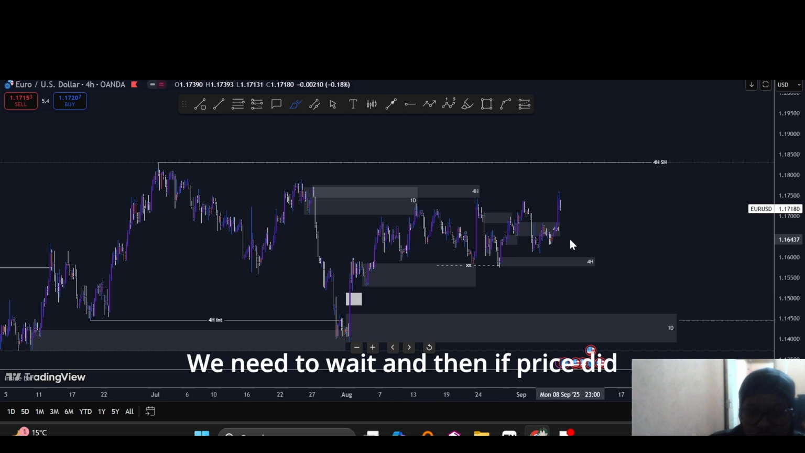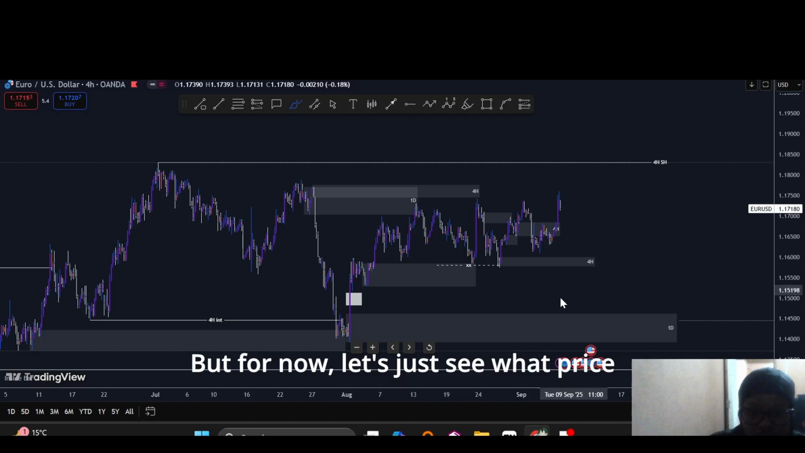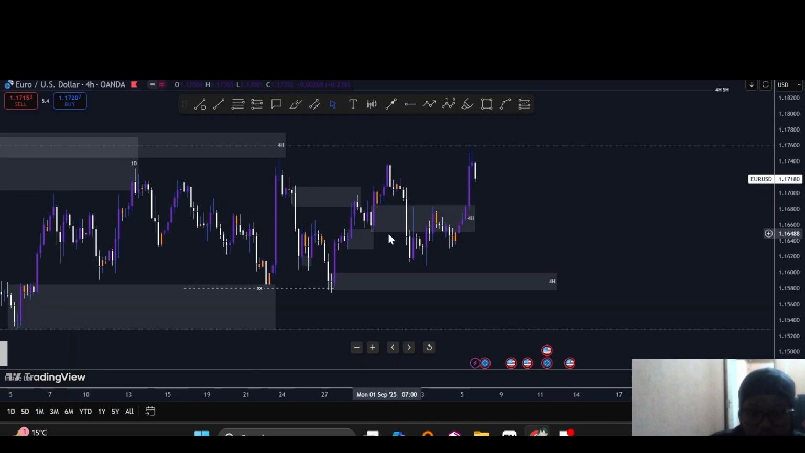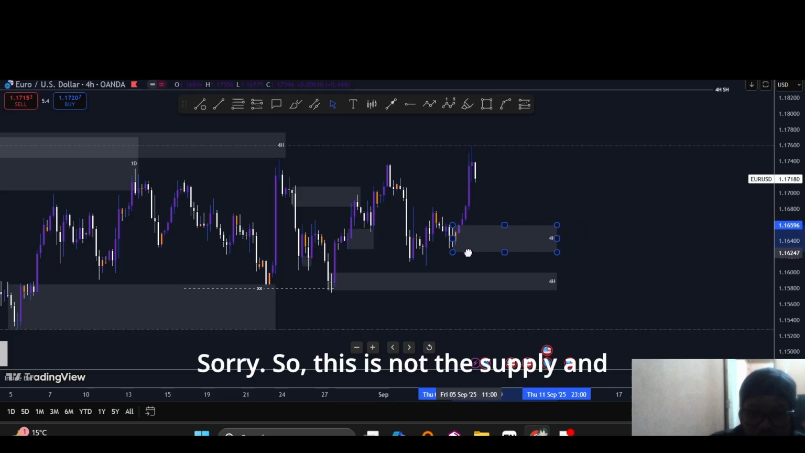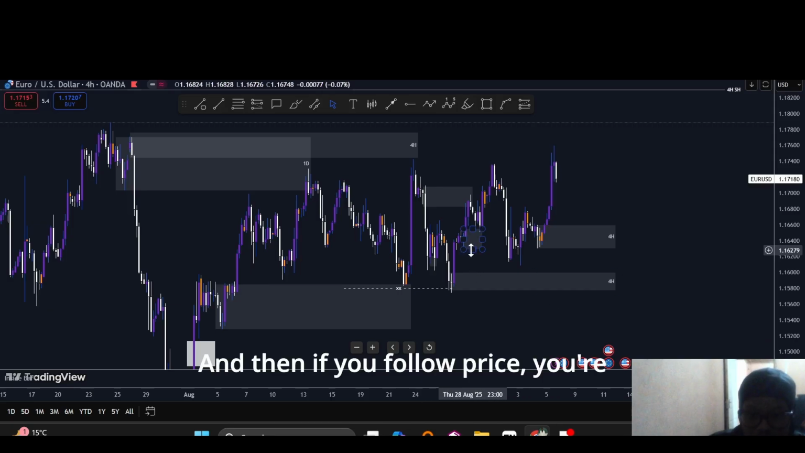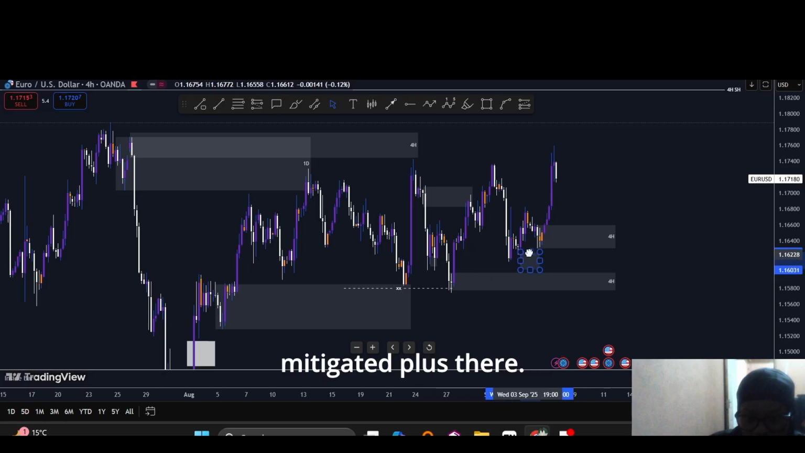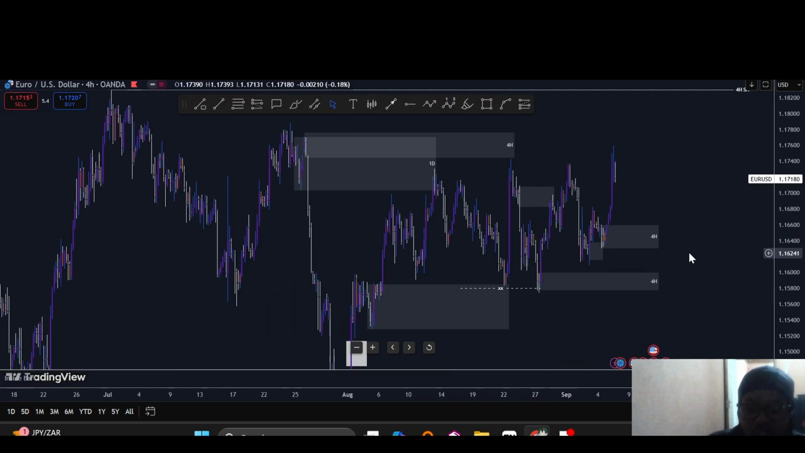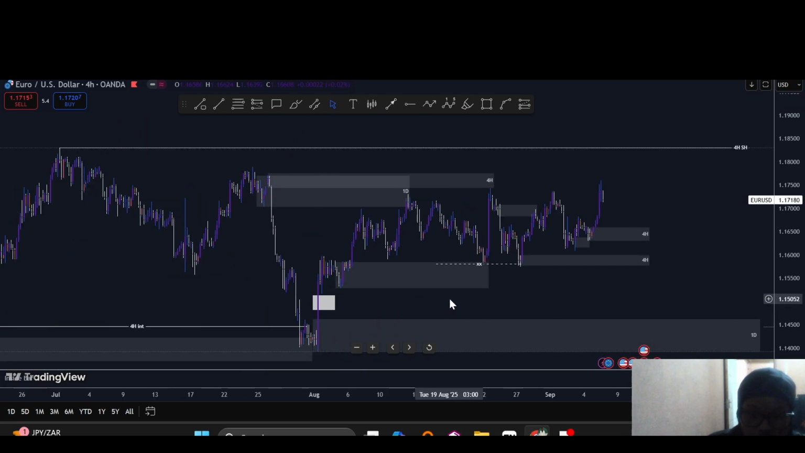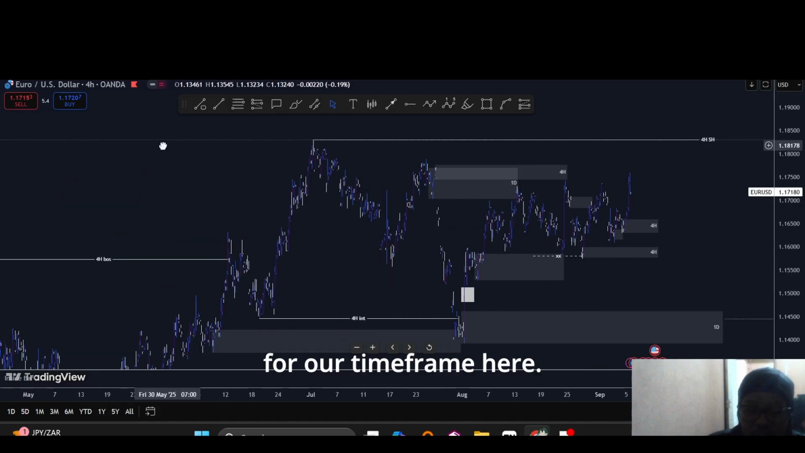We need to wait, and if price does break above here, then we'll be looking for those buys. But for now, let's just see what price is doing. So this is the supply and demand zone. Cool, that hasn't been mitigated, and if you follow price, you're able to see that this zone here mitigated price there. I think that's it regarding the 4-hour time frame here.